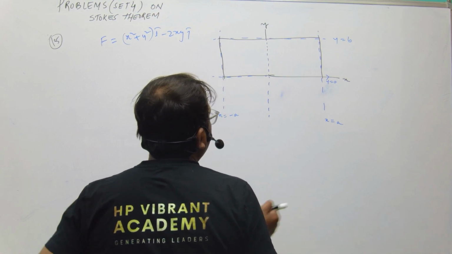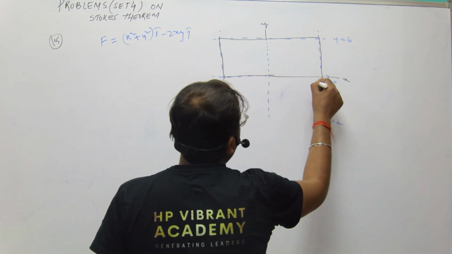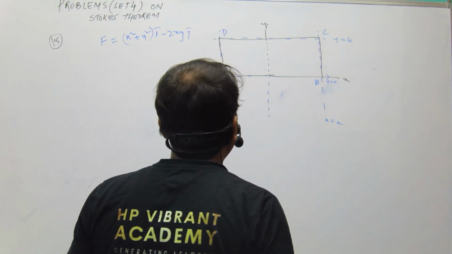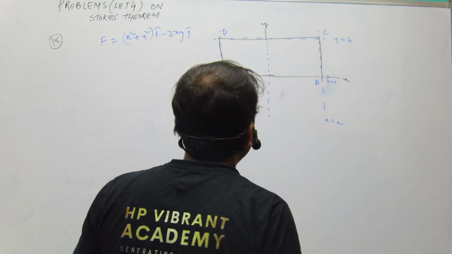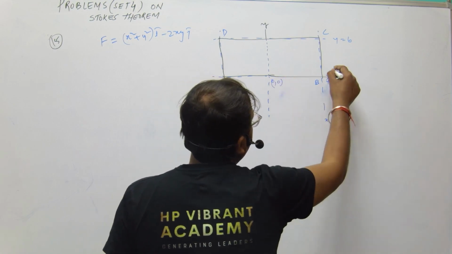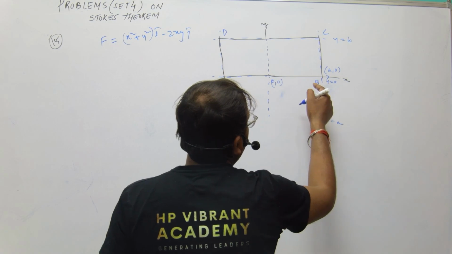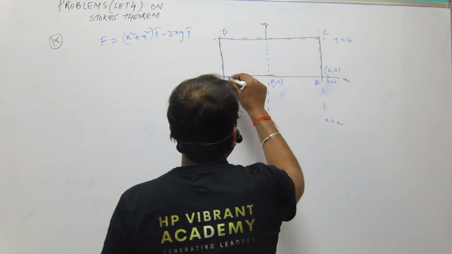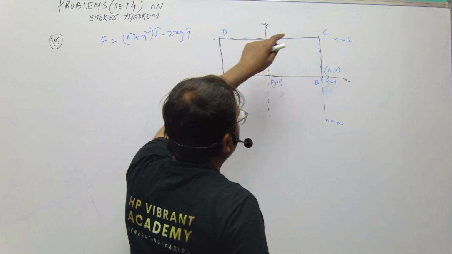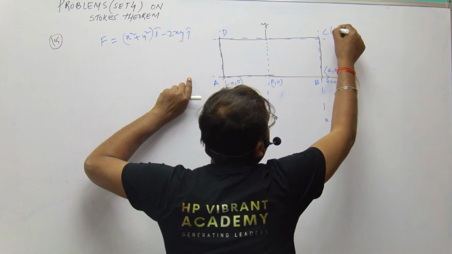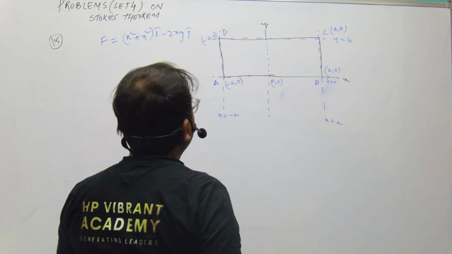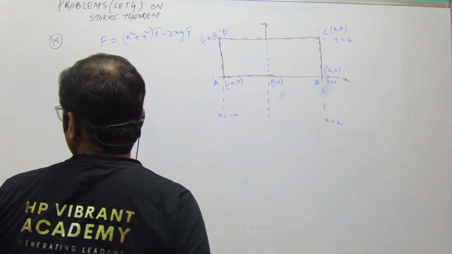Okay, so we have the rectangle as A, B, C and D. ABCD is our rectangle. This is 0, 0. This is a, 0, the coordinate of point A. The coordinate of point B is minus a, 0. Okay, and this is a, b. This is minus a, b.